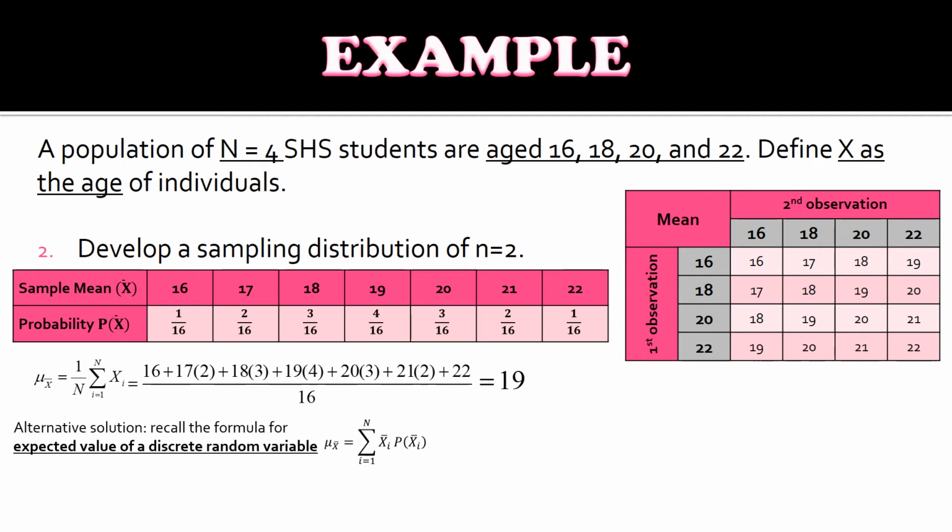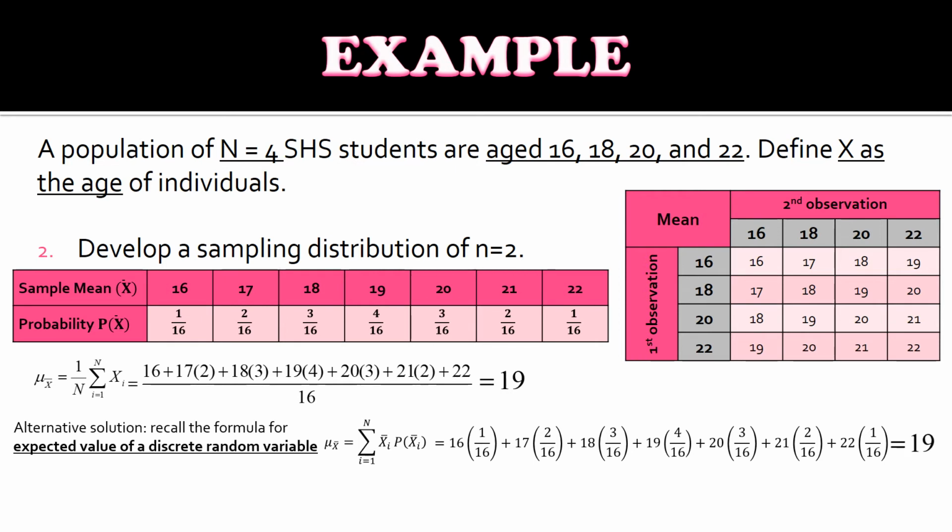And then we can just substitute using the formula. So we'll have 16 times 1 over 16 plus 17 times 2 over 16 plus 18 times 3 over 16 plus 19 times 4 over 16 plus 20 times 3 over 16 plus 21 times 2 over 16 plus 22 times 1 over 16. And the answer is still the same, which is 19.